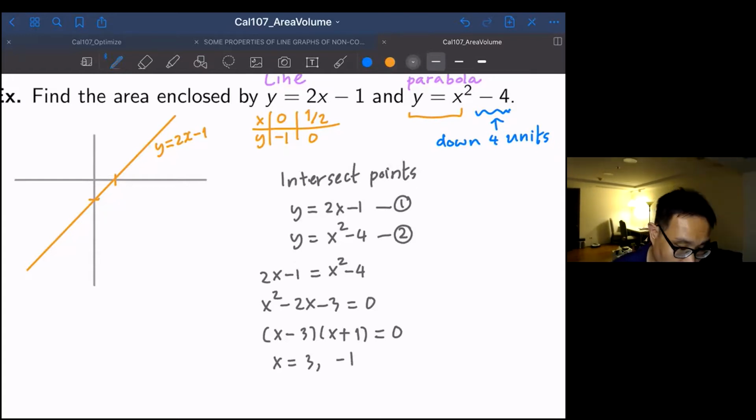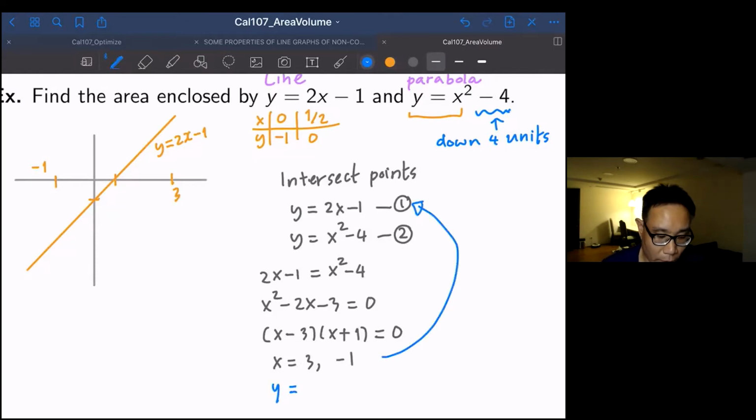So you know that you need 3 and negative 1. This is 1/2, right? So it's going to be 3 and negative 1. And you're going to have y equal to, so you're going to plug into this equation.